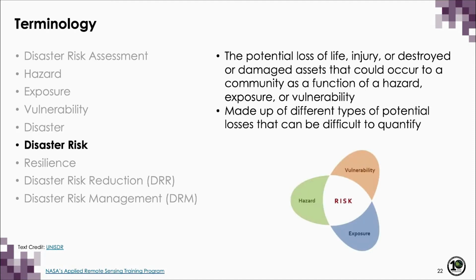Disaster risk is the potential loss of life, injury, or destroyed or damaged assets that could occur to a community as a function of a hazard, exposure, and vulnerability. And so here it is shown that these parts all have to come together, and that's the disaster risk. What kind of hazard it is, how much exposure there is, and what's the level of vulnerability, and that decides disaster risk.